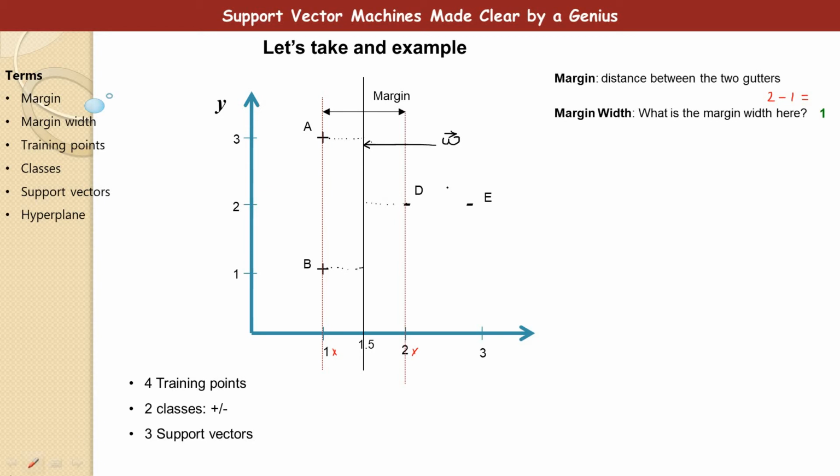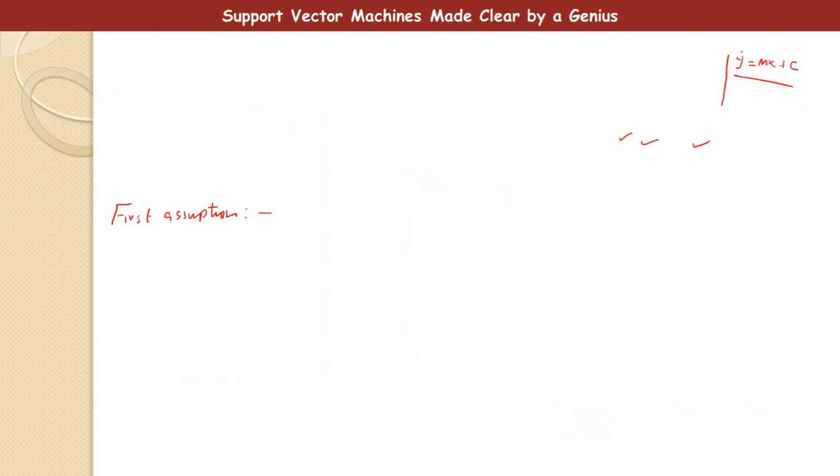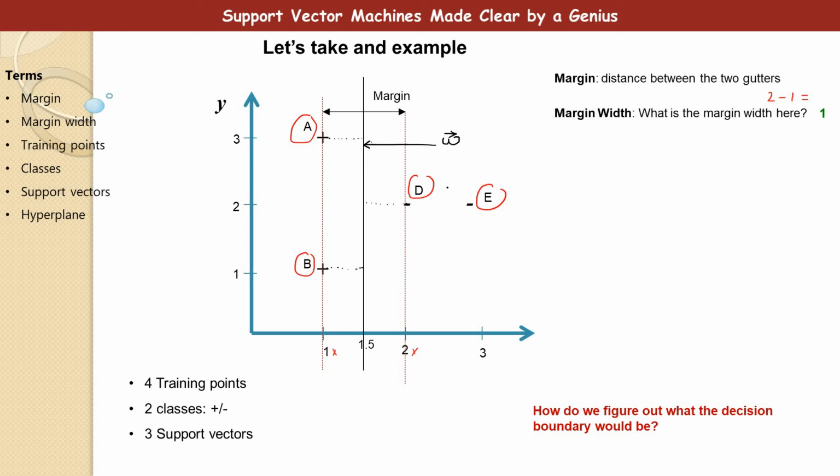How many training points do we have? You can see this is A, B, C, D, E. We have 4 training points. How many classes? 2 classes, because we are separating them into 2 classes, and we have 3 support vectors. And now, what is a hyperplane? We've already defined what a hyperplane is. The question now comes, how do we figure out what the decision boundary will be? That is a big question that we will start answering, and that forms the crux, the key of support vector machine, and we are going to continue that in tutorial 2.